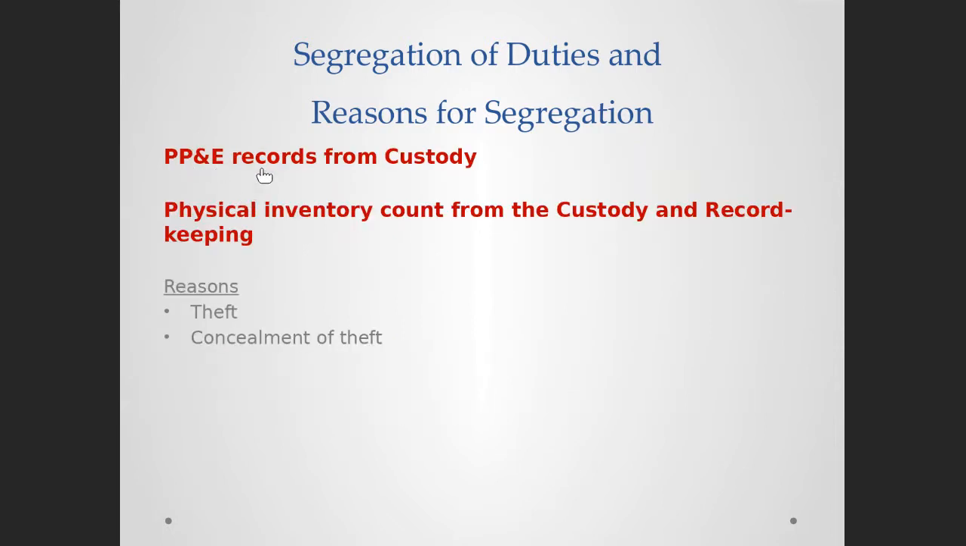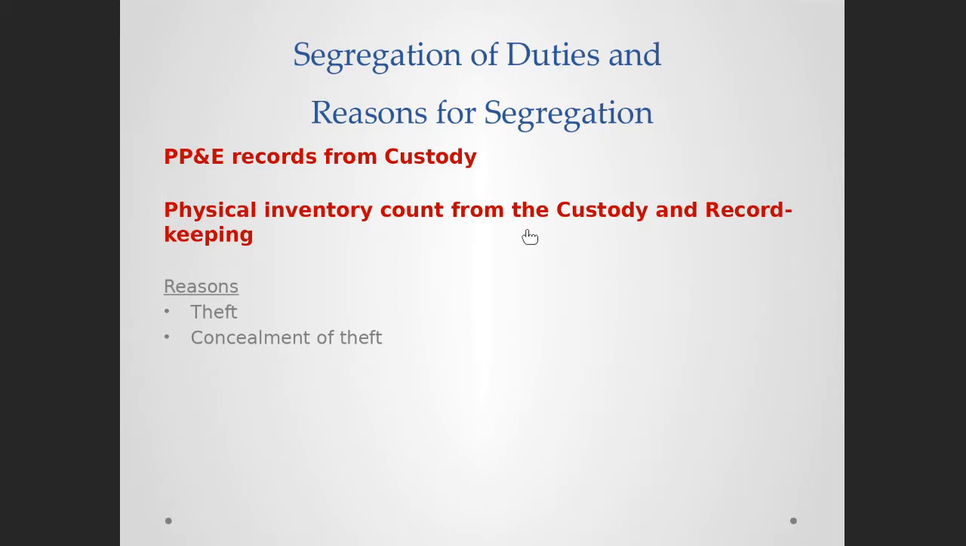The property, plant, and equipment records are also separated from the custody. Custody meaning who has physical possession of the asset. For example, I have the physical possession of the laptop that I work with that belongs to Qatar University. I do not have access to the physical record where this laptop is recorded as an item with serial number, when it was purchased, what the depreciation is, etc. So now, if something happens to the laptop, I cannot just go and delete it from the record. So I have the physical custody, but the record is with someone else, right?